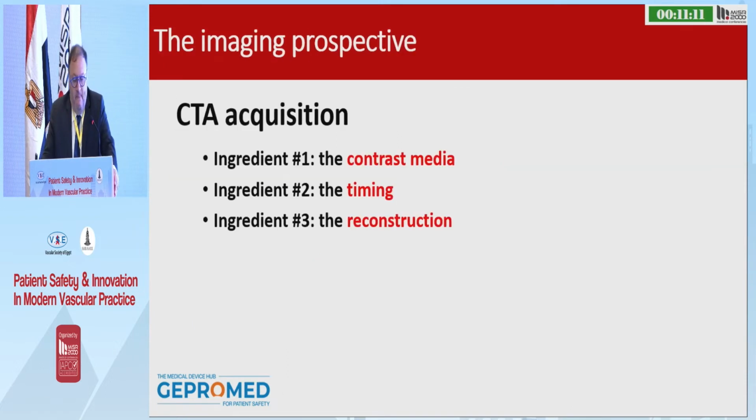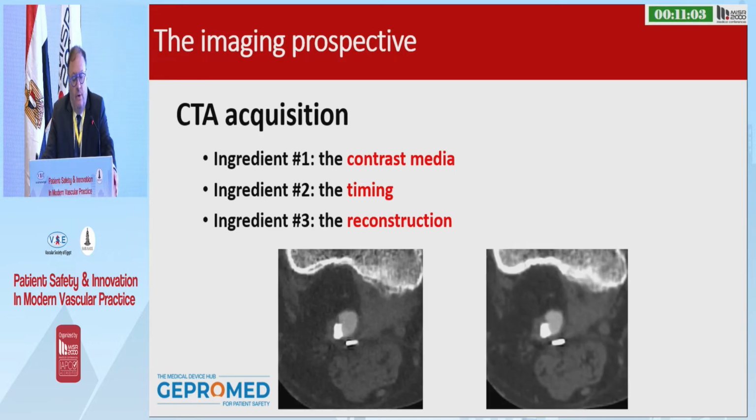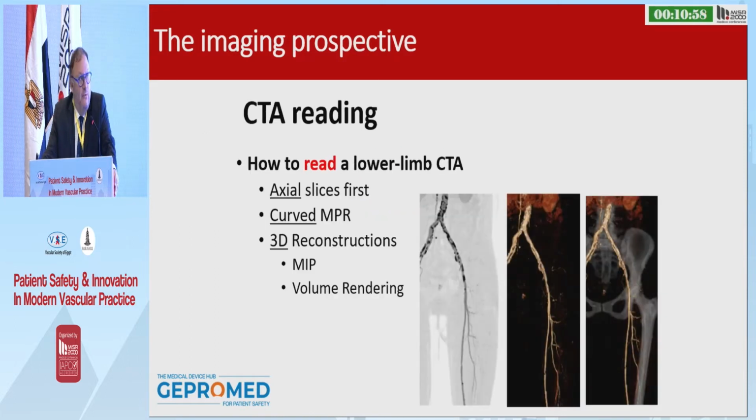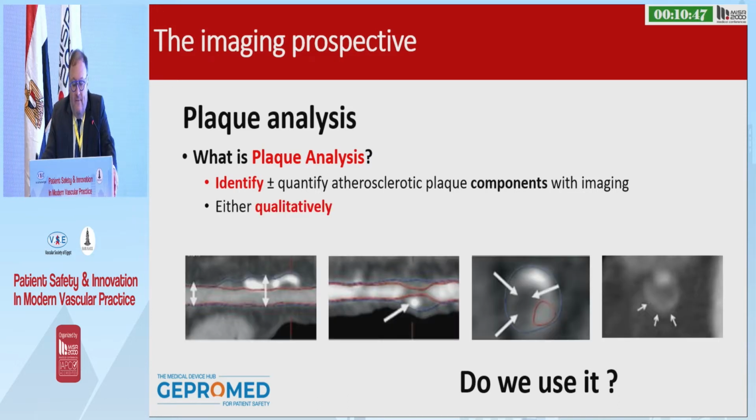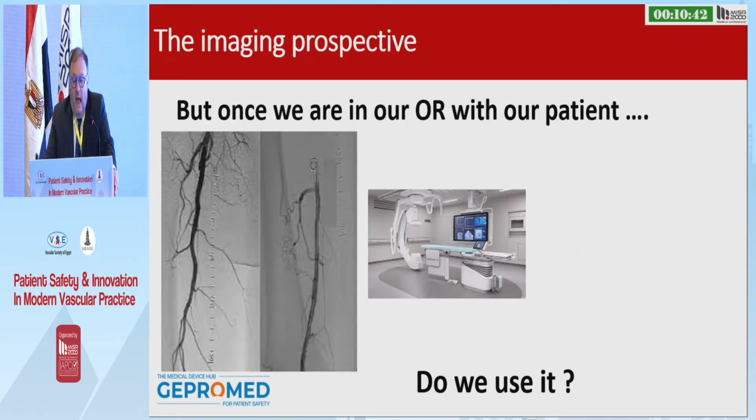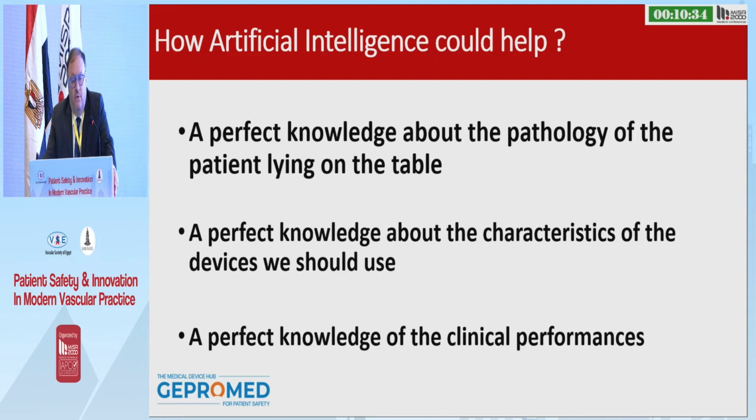We do not know what we have inside, if we have butter, or if we have rocks inside. We have a huge technology for CTA acquisition. We can work on the media, the timings, the reconstructions. We can read lower limb CTAs with all you know. We can also try to do some plaque analysis. You can have different levels of images, but do we use it actually? I'm not sure we use it. We only, as I said before, use the black and white on the hybrid room.